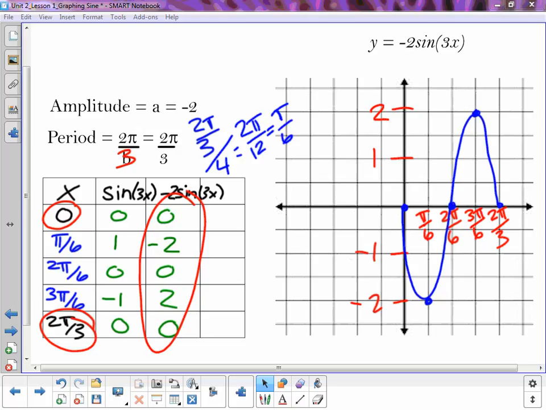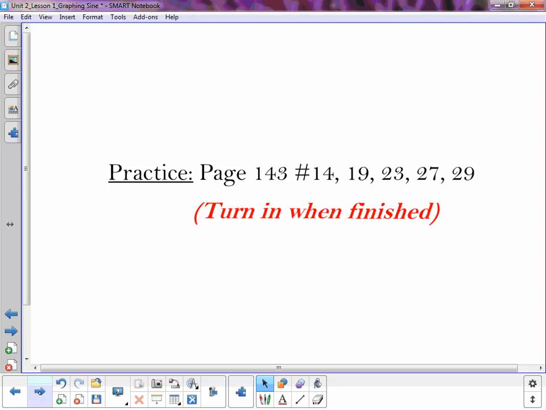Any questions? Nothing for now. So there is more to graphing sine, but we're going to hold off a couple days on that so we can practice this. So I have 5 practice problems for you. When you're done, make sure your name's on it and turn it in to me.